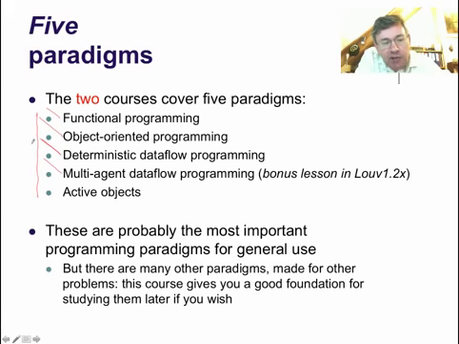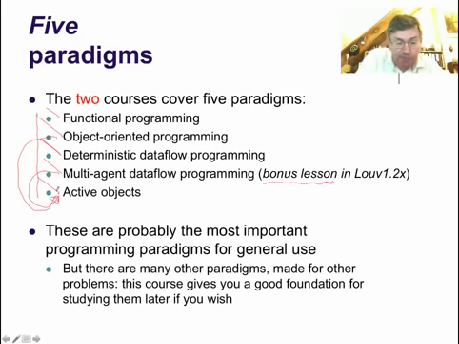Then multi-agent data flow programming. This is in some sense, in our view, the best overall general purpose paradigm for concurrent programming. So we couldn't leave it out, even though maybe it's a little bit too advanced to explain it all in this course. We just couldn't leave it out. So in fact, it's added as a bonus lesson in Louvain 1.2x. And then a 5th one, active objects, which essentially combines multi-agent data flow with object-oriented programming to take the advantages of both. So these are probably the most important general programming paradigms.